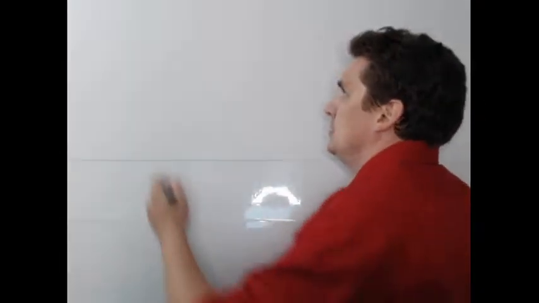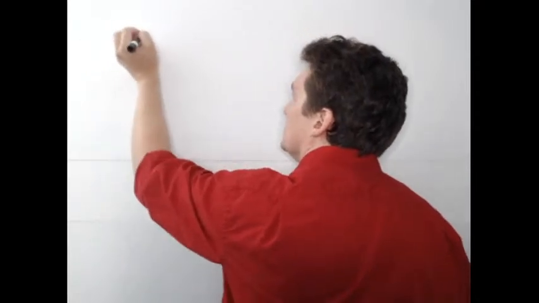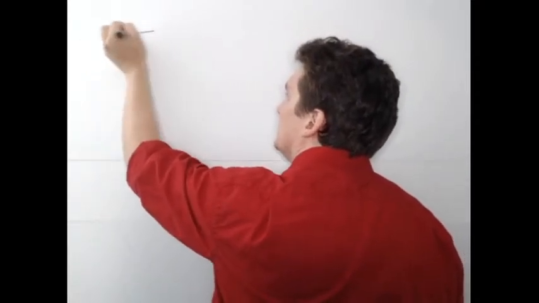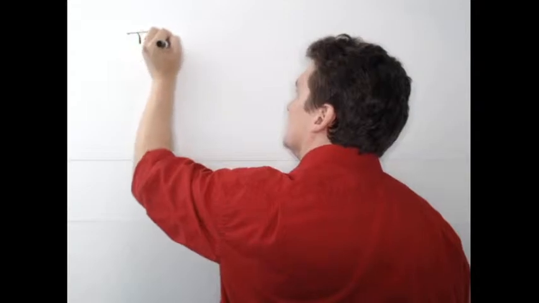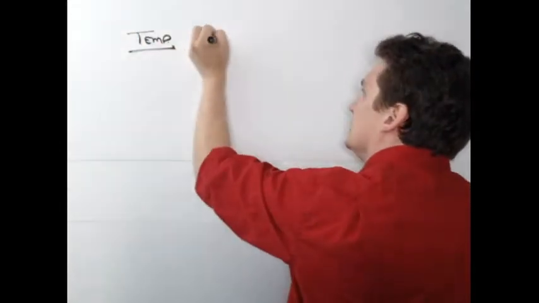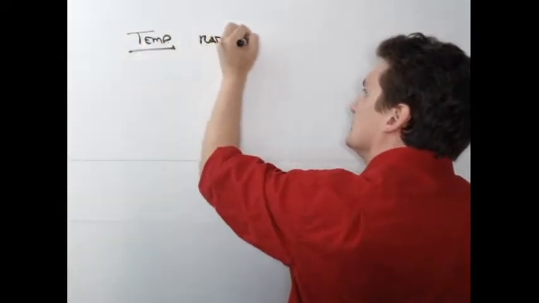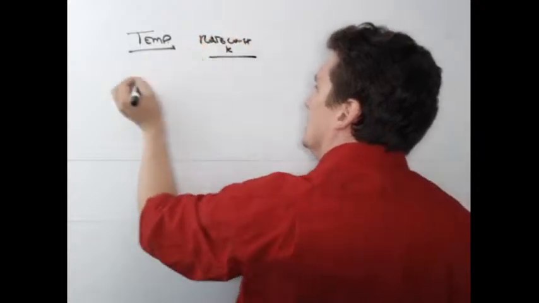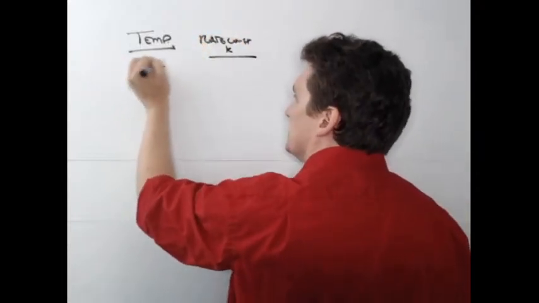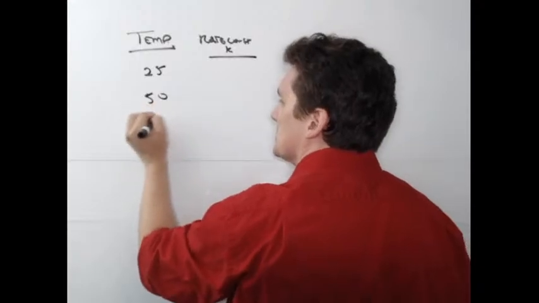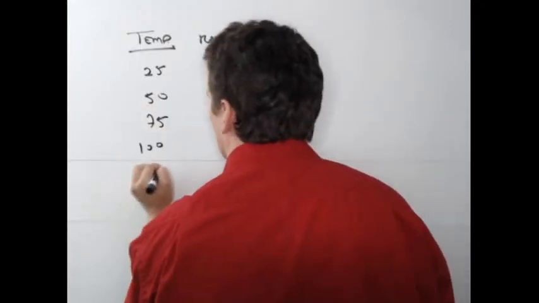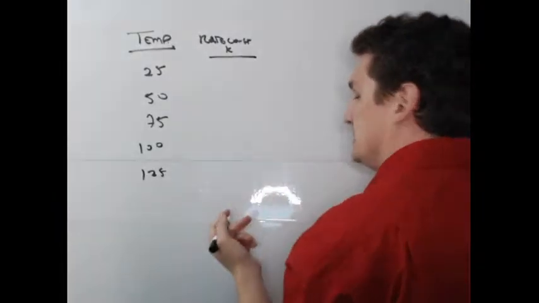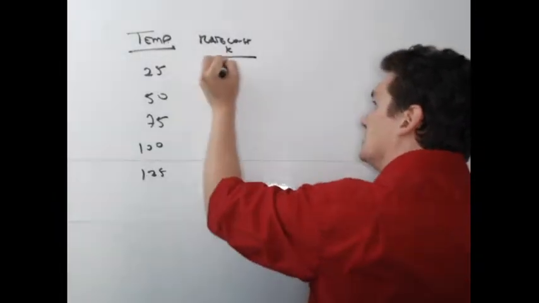So in order to find the activation barrier, we need two things. We need to know the temperature that we took the measurement at, and we need the rate constant k. So we're going to have a series of temperatures like 25, 50, 75, 100, 125, and we'll have our rate constant k, and it's going to increase as a function of temperature. So I'm just going to make up some numbers.